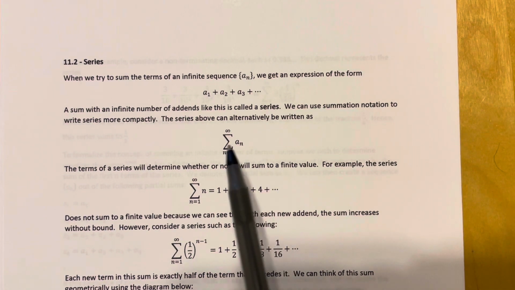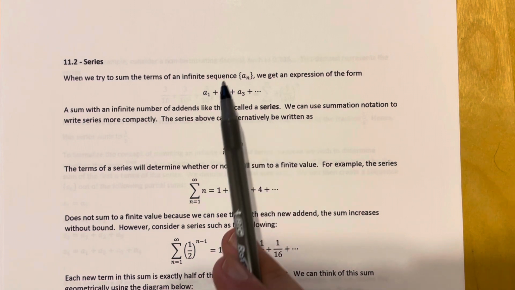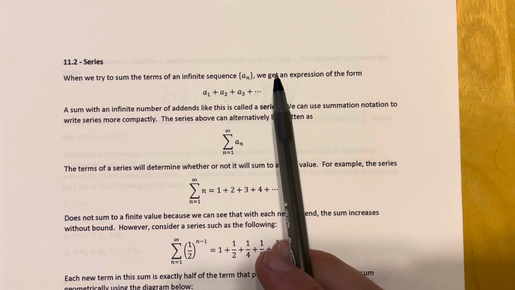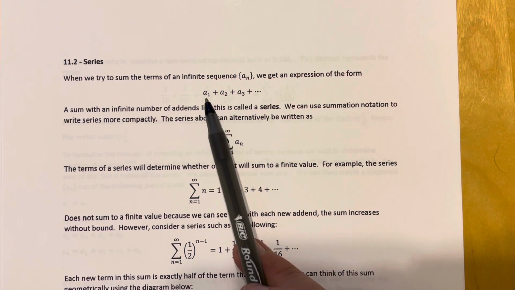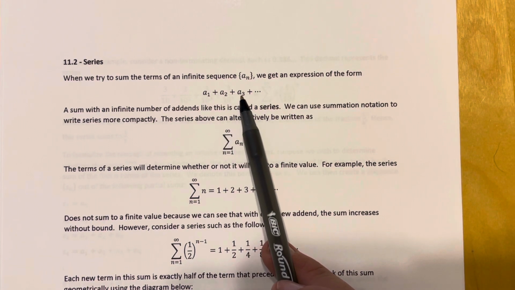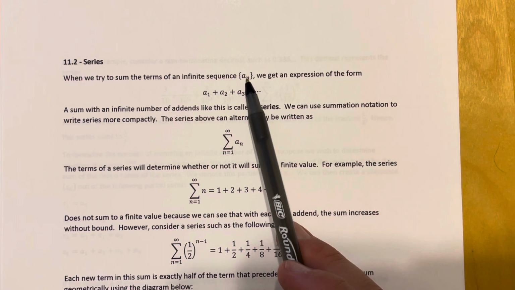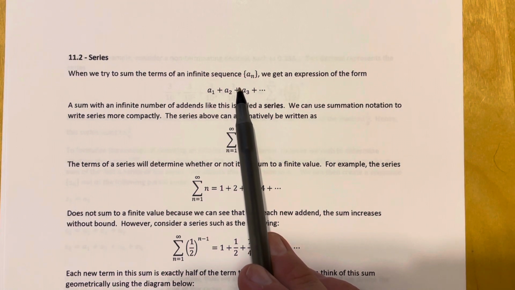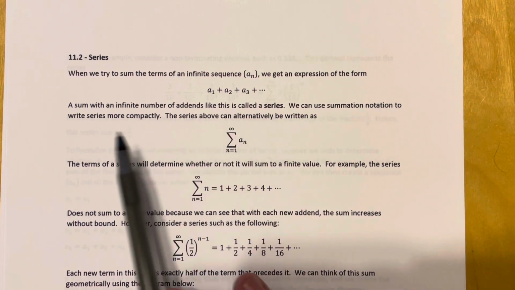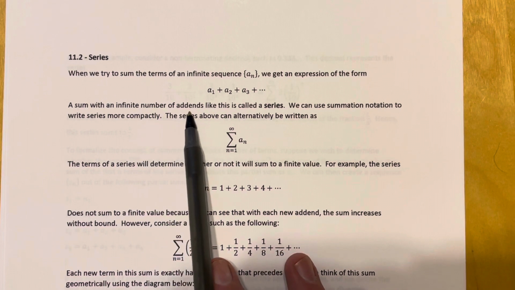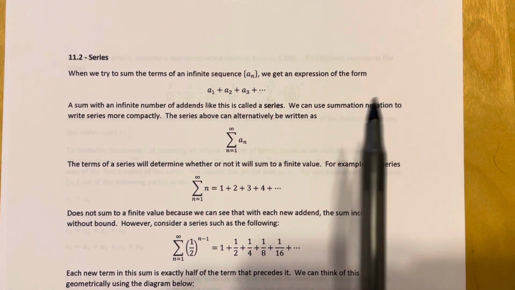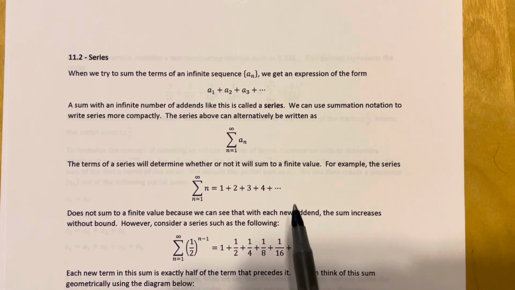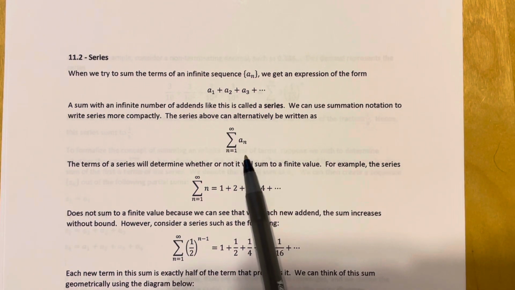First, we need to define what a series is. If you have an infinite sequence, like what we talked about in the previous section, a sub n, then we can get an expression of the form a sub 1 plus a sub 2 plus a sub 3. Basically, we're adding all of the terms of this sequence. So we call this a series. You can basically think of a series as a sum with an infinite number of addends. And it's a lot more convenient to write this using summation notation. So this is summation notation right here.